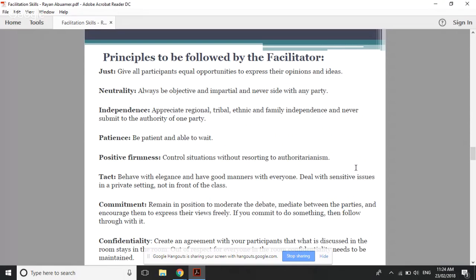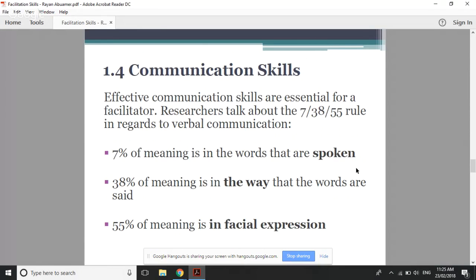commitment, tact, and confidentiality. I think confidentiality, you could put it as even one of the norms at the beginning, like what happened in the class stays in the class. If it happens that some people start sharing their personal opinion and they don't like their opinions to be shared outside the room, it would be great if you clarify this at the beginning of the session, and also the facilitator should always keep the confidentiality of the things that he or she hears, or the stories he or she hears during the session. All right, communicating skills.